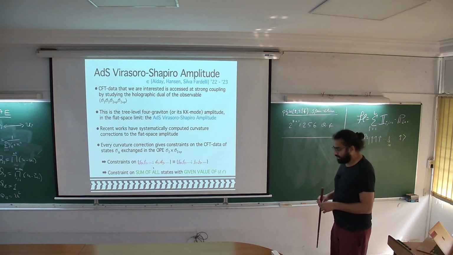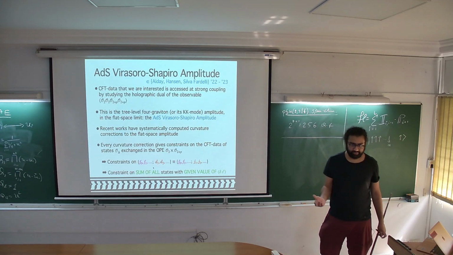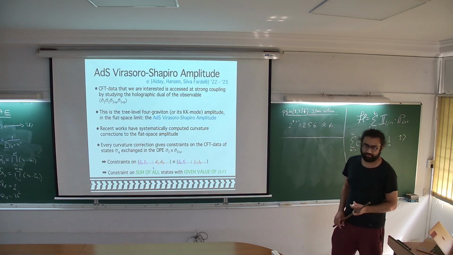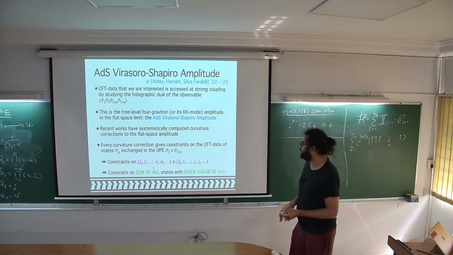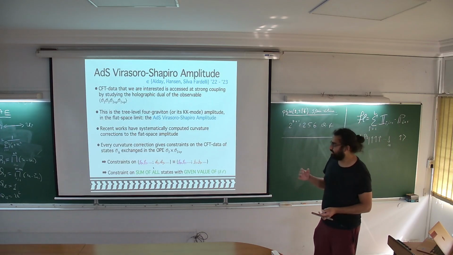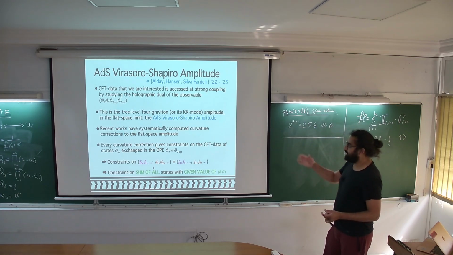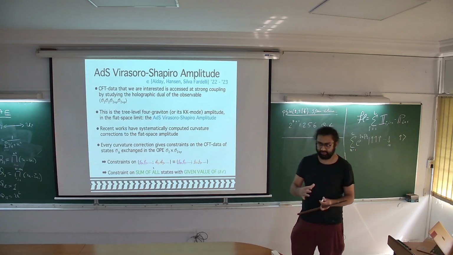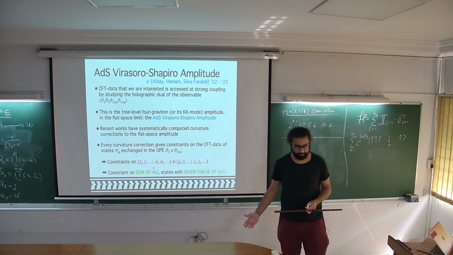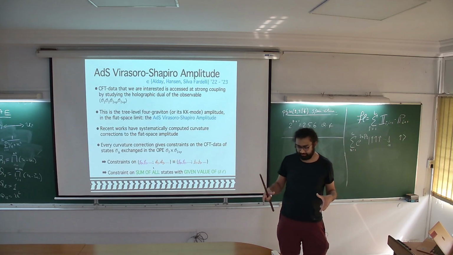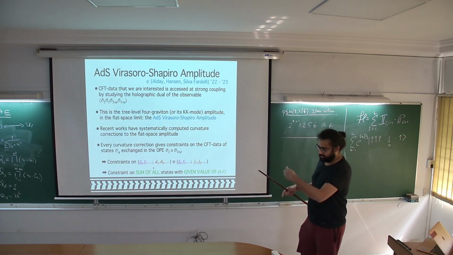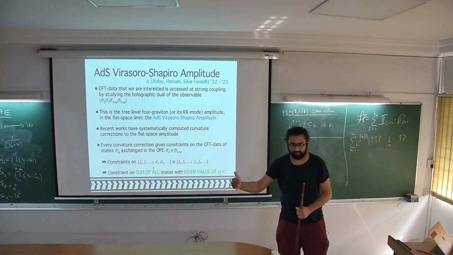All right. So now let's see actually how to get some constraints. To get the constraints, we consult our friends at Oxford, well, not everyone there is in Oxford now, but who started at Oxford, who were computing these systematic curvature corrections to the flat space Virasoro-Shapiro amplitude. So you take a tree level 4 graviton amplitude in flat space, and then they were systematically computing AdS curvature corrections to this.